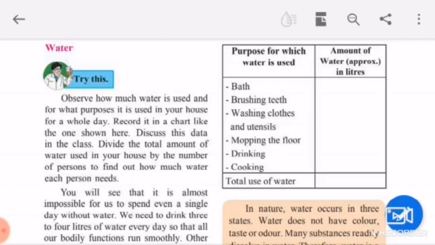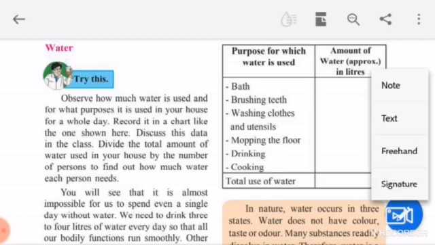How much water do you require? Record it in a chart. See here, one chart is given to you. We have to record how much water is used for what purposes in your house, and record its details in this chart. After recording this, we have to discuss that data in your class with your friends. Divide the total amount of water used in your house by the number of persons to find out how much water each person needs.